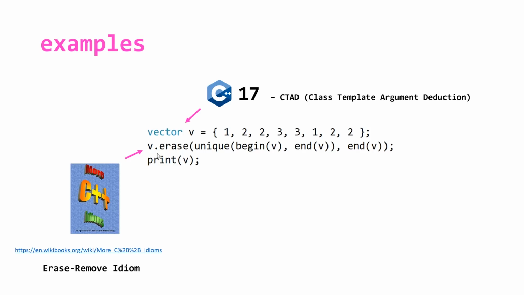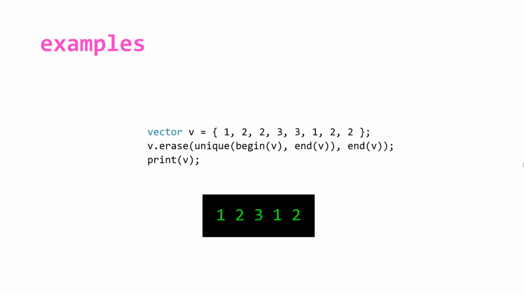And note, if we don't make the call to erase, it's just going to rearrange them, and you're going to be left with some values at the end. So you want to make sure to erase all of the elements in between the iterator returned from unique and the end of our vector. And if we print this out, we're going to get the following: 1, 2, 3, 1, 2. So as I mentioned, the 2, the 3, and the 2 are all removed.